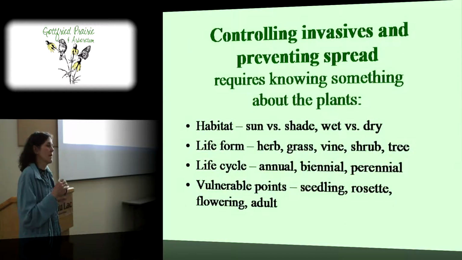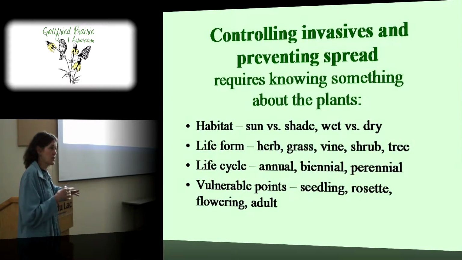So it's important to understand the plants that you're dealing with if you're going to be trying to control these plants in some way. You should know something about what kind of habitat they like. So if you're doing control, do you need to worry about it if it's something that really likes shade? If it gets out in an open area, maybe you don't need to worry about it there. If it likes wet versus dry, what kind of a life form it is, how long it lives.